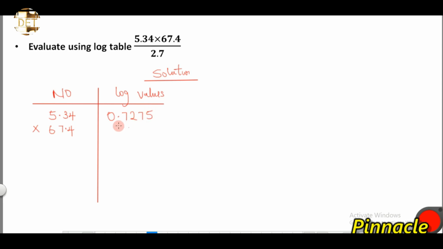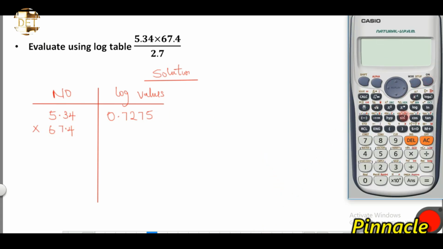0.7275. That is my log value for 5.34. Then I will look for the log value of 67.4. So I'll come here, press log, and press 67.4. That will be equal to 1.82865, which is approximately 1.8287.